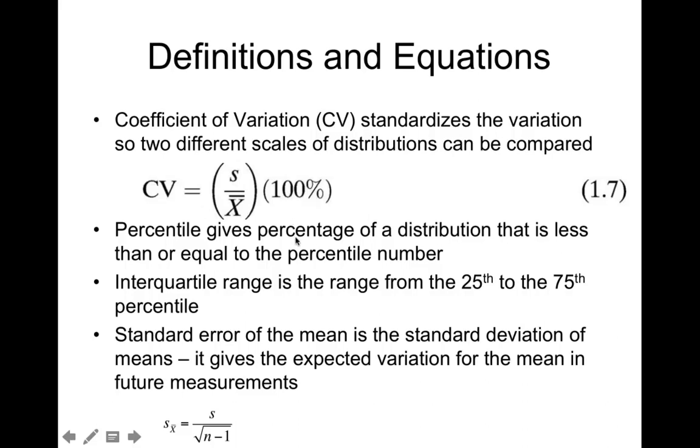The percentile will give the percentage of a distribution that is less than or equal to the percentile number. The interquartile range would be the range from the 25th to the 75th percentile. Sometimes outliers in a data set are defined by standard deviation, so you would say if something is more than 2 standard deviations from the mean in either direction, it's considered an outlier. Other times, outliers are defined by use of the interquartile range. So if something falls outside of the interquartile range, it can be defined as an outlier.